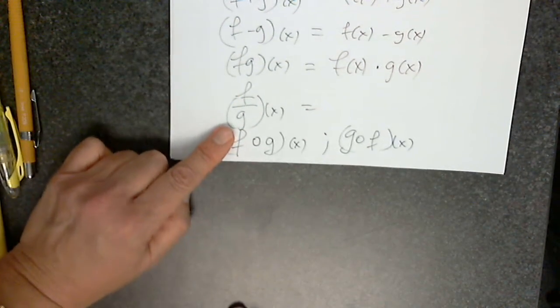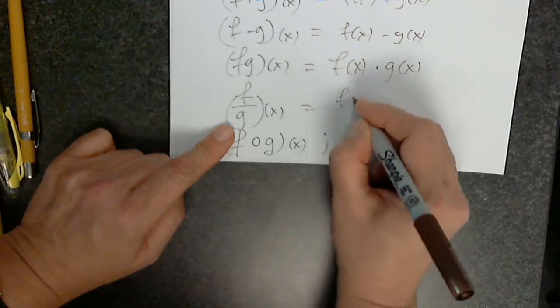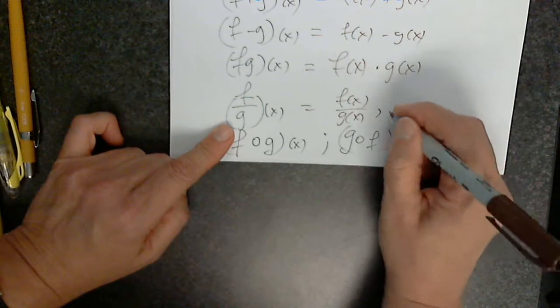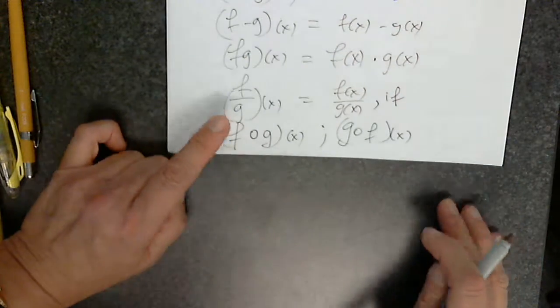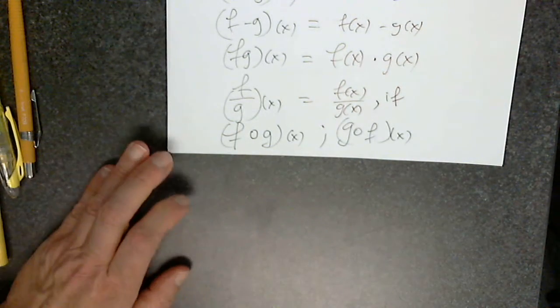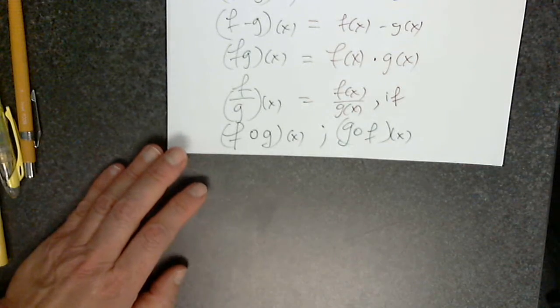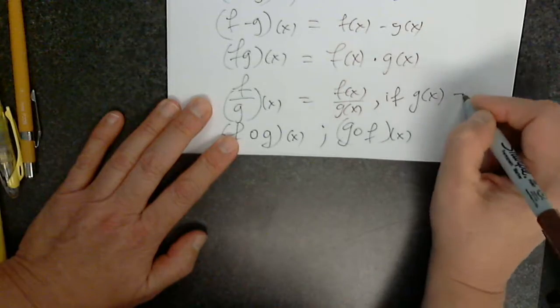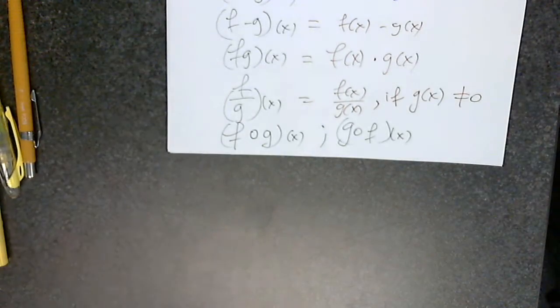And what about this? This is the only one for which I will write a comma and I will write an if. I did not need the if for the other ones, but here I do. If what? Excellent. Very good.